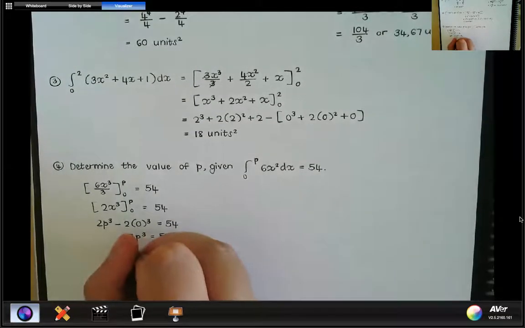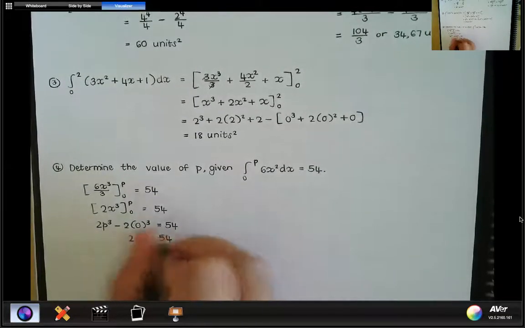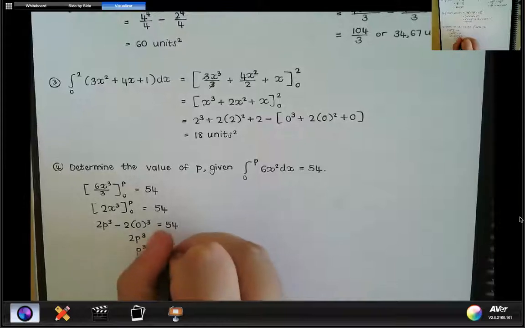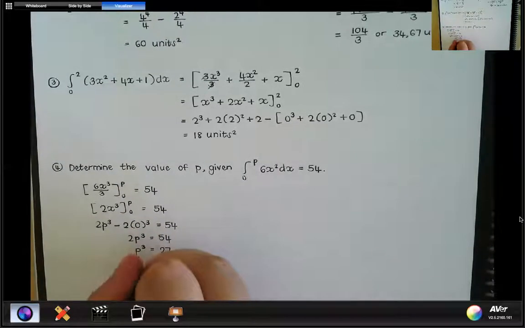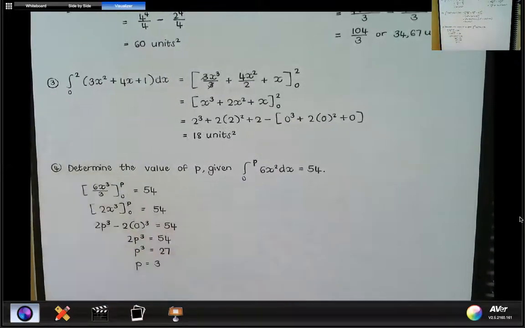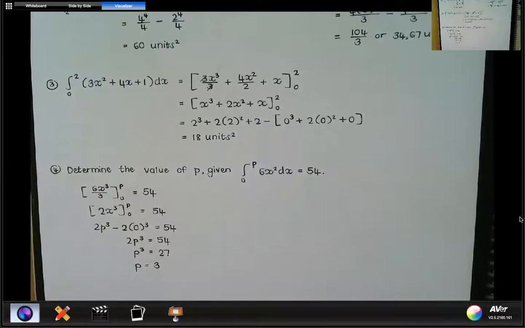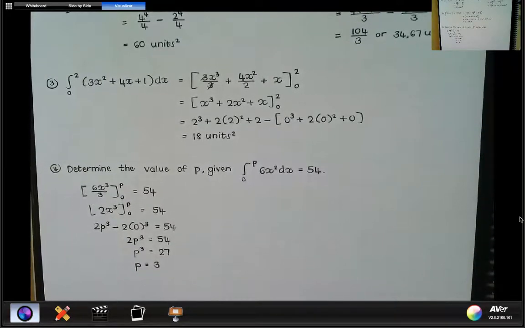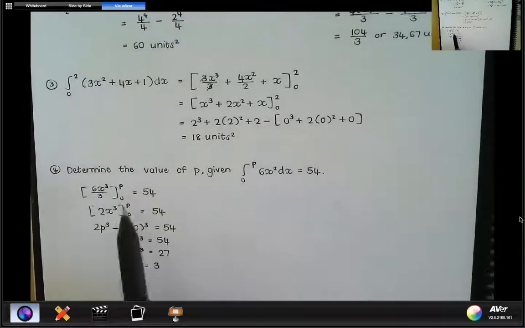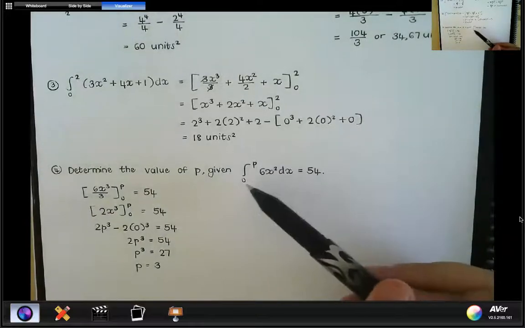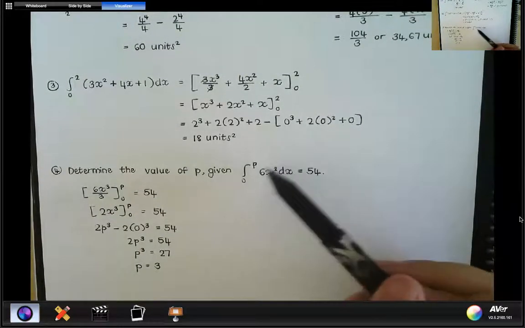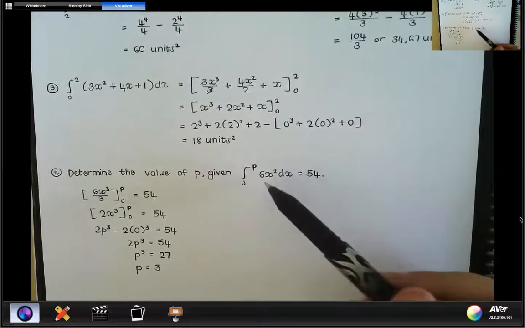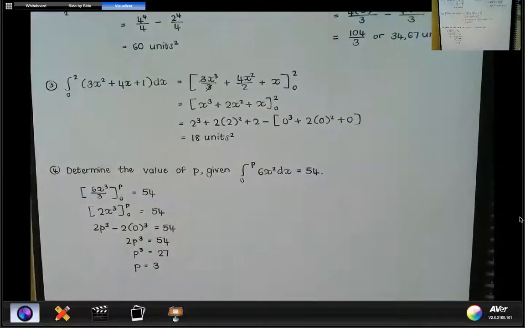So now we're going to say p cubed is equal to, what's 54 divided by 2? 27. So what is p? 3. All right. So from here, we can say that this integral, if it was going from 0 to 3, and we were finding the integral of 6x squared, we would get an answer of 54.